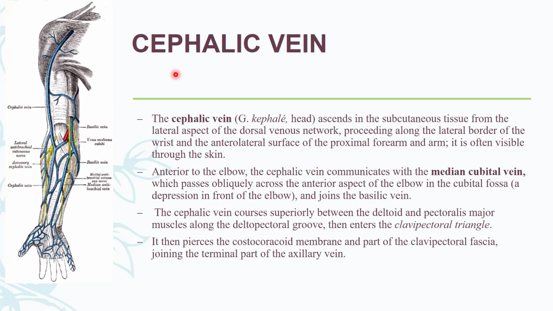So the cephalic vein enters the deltopectoral groove, it enters the clavipectoral triangle and the clavipectoral fascia. It will pierce the costocoracoid membrane and it will join the terminal part of the axillary vein. Remember this, that the cephalic vein drains into the axillary vein.